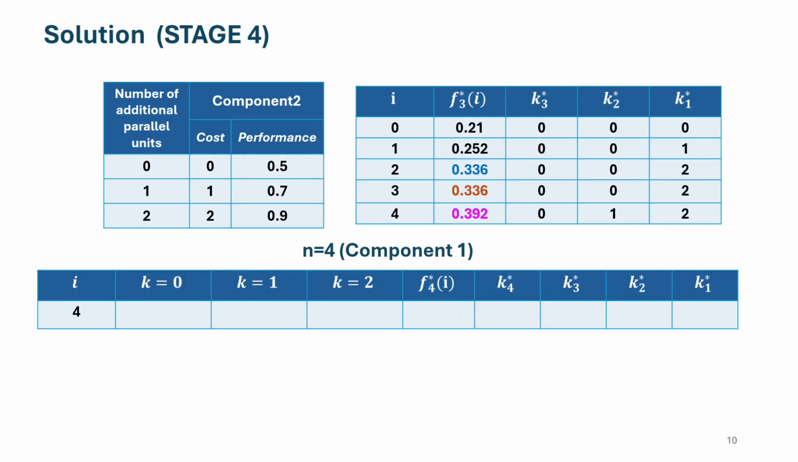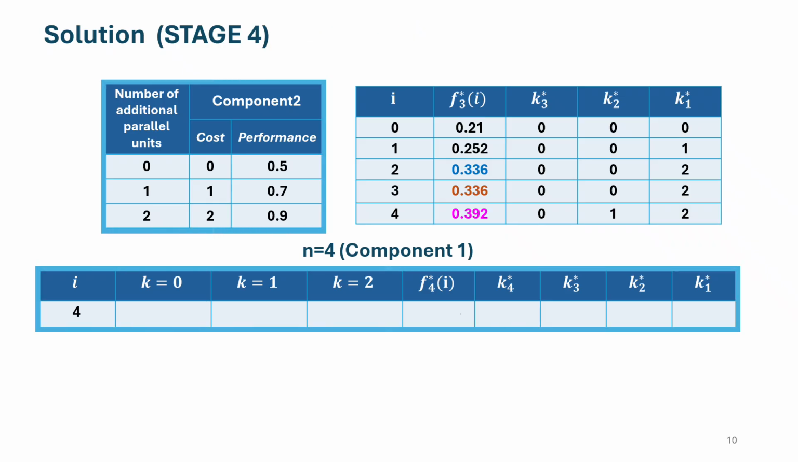In this fourth stage, we calculate the performance for component 1, assuming a total budget of $4. We analyze 3 scenarios based on the number of additional units. In the first scenario, we choose 0 units. The cost is $0, and the performance is 0.5. Multiplying 0.5 by the previous best performance for a budget of 4, which is 0.392, results in 0.196.